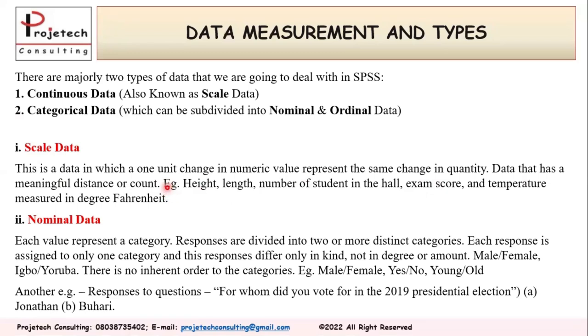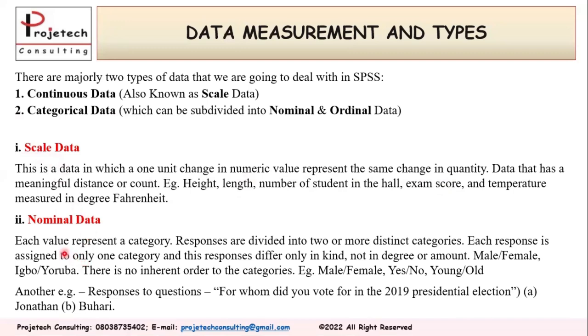Now, this data is data that can be counted. Anything that can be counted as a number is a scale data. Anything that can be counted or measured is a scale data. The examples I have here is height. If you measure your height, you are going to get a number, or you can also have weight. You can have number of students. Exam score can be 30, 40, or 100. So these are known as scale data.